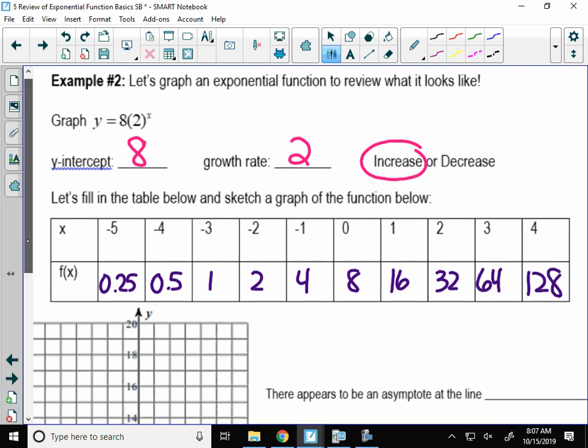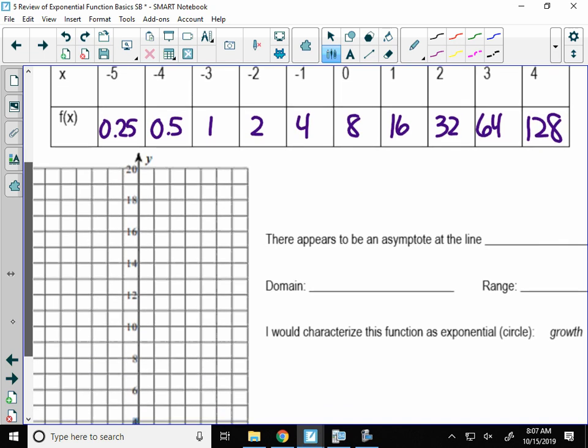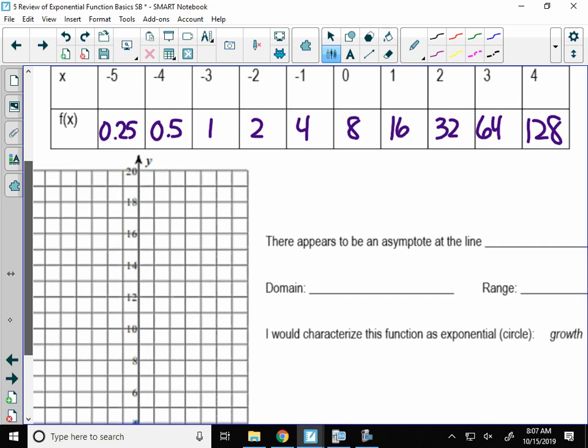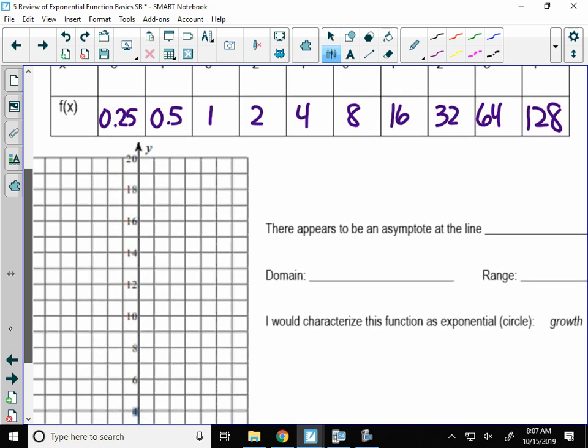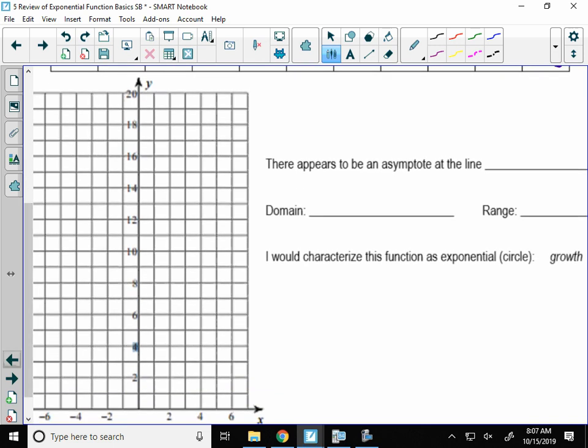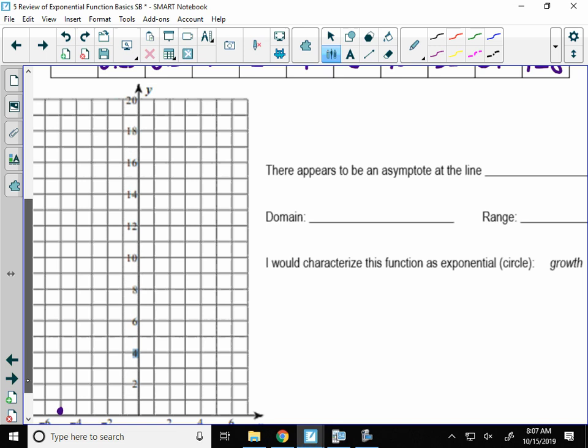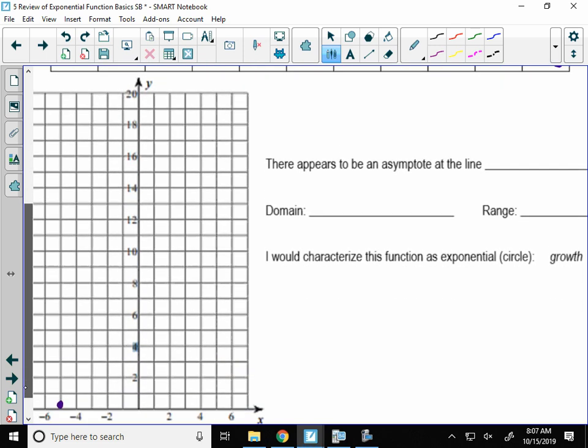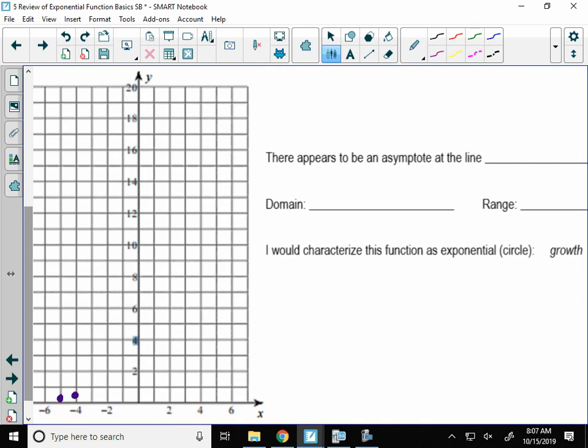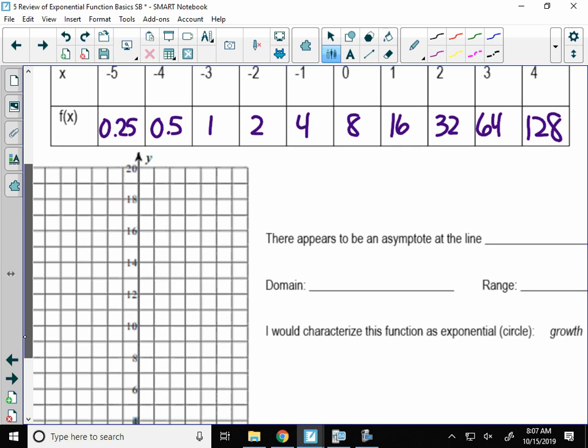Now I want you to carefully copy those points onto your grid. My grid's a little bigger, so I'm going to move it down here. At -5, 0.25. So just estimate where 0.25 is down here. -4, 0.5, halfway up there. -3, 1.